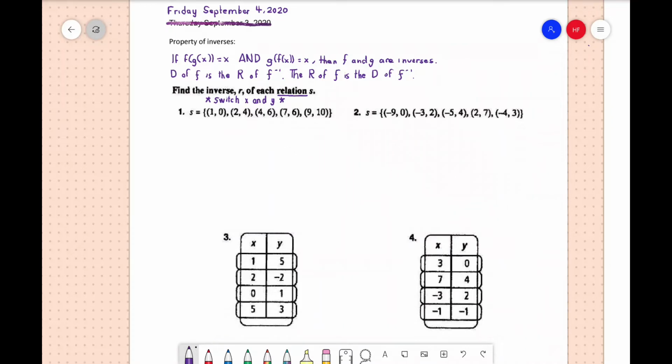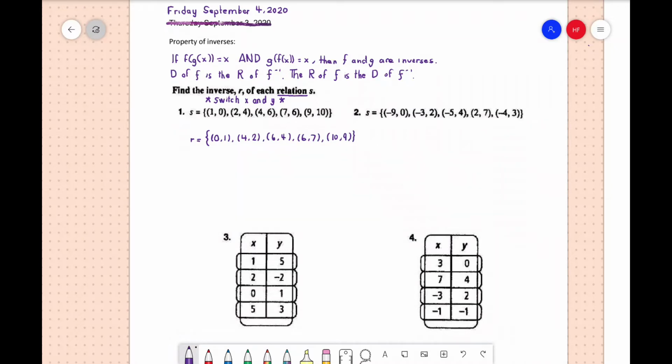So I'm going to switch my x and my y. So we're finding the inverse. They told us it's going to be named R. And I'm just going to switch the x and the y. So 0, 1, 4, 2, 6, 4, 6, 7, and 10, 9.